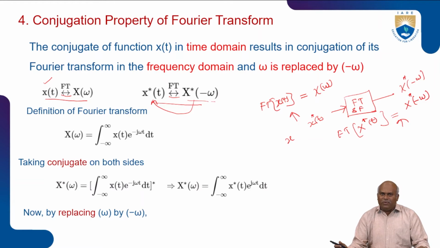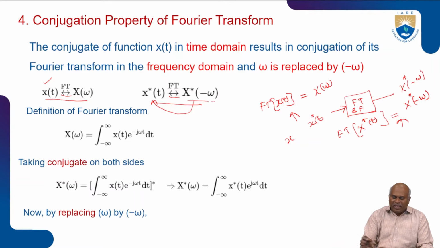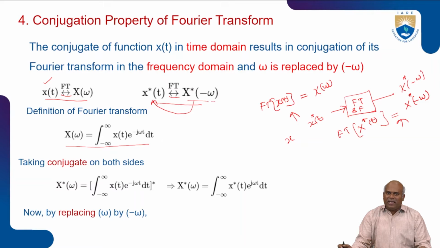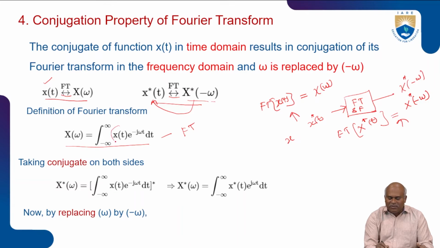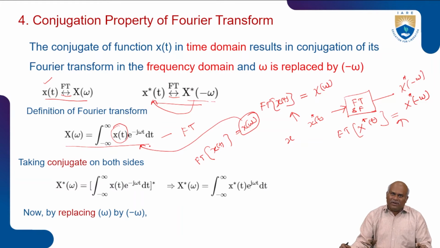Next, we go for the proof. We need to prove the conjugate property using the Fourier transform definition. X of omega is equal to the integral from minus infinity to plus infinity of x of t e power minus j omega t dt. This is the Fourier transform equation when we give the input x of t. Taking the Fourier transform of x of t, we get X of omega, which I write in integral form.